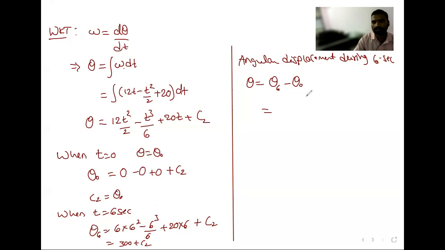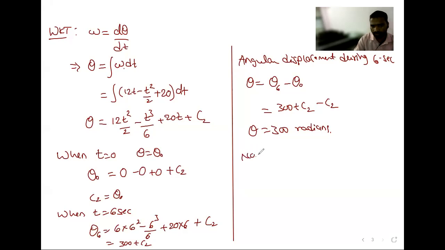ओके ठीक है. Theta 6 is equal to 300 plus C2, minus theta naught, whose value is C2 here. That is minus C2. This C2 gets cancelled. So theta is equal to 300. What is the unit? Radians. Okay, radians. Correct? So I want to convert this radian into the number of revolutions.